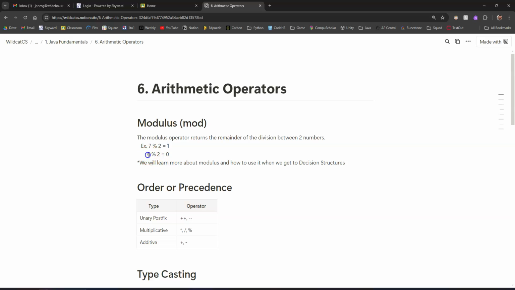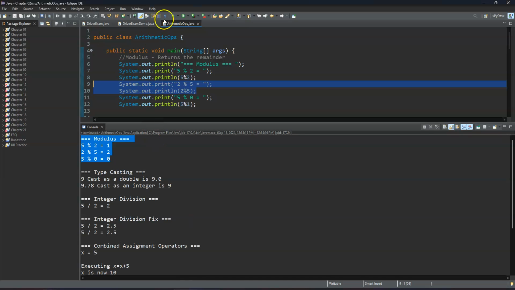6 mod 2, here, 2 goes into 6 evenly 3 times, and so the remainder is 0. So 6 mod 2 would be 0. Let's look at a few more examples. Don't worry about this stuff down here. We're looking up here at the modulus section. We've got 5 mod 2 right here. 5 mod 2 is going to give me a 1 because 2 will go into 5 2 times with 1 left over. Now if I swap that and I do 2 mod 5, that gives me a 2.